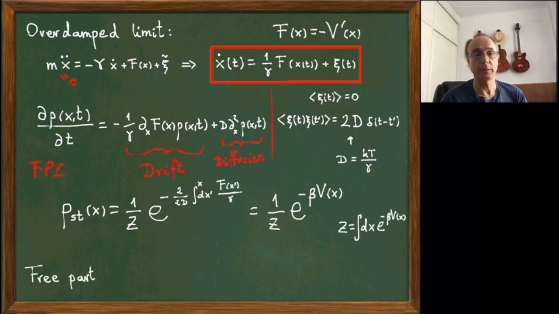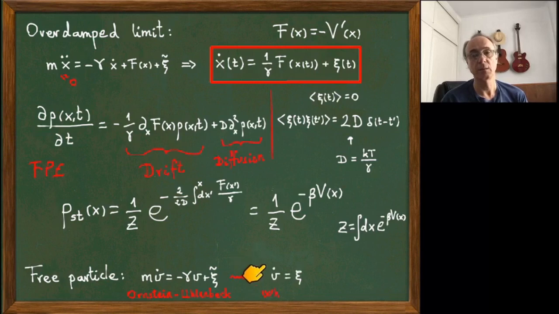Now it's interesting for the free particle. If we go to the underdamped limit, we get this equation. We have already seen this equation in several examples. This is called the Ornstein-Uhlenbeck process. And what happens if we apply the overdamped limit in the equation? We only have gamma V equal psi tilde, or V equal psi. So the velocity is white noise. And of course, the integral of the white noise is the position of the Brownian particle, which is Wiener. So the Wiener process is the position of an overdamped Brownian particle with no potential force.